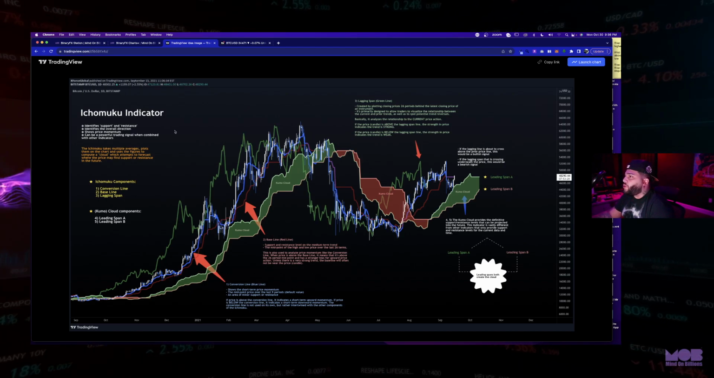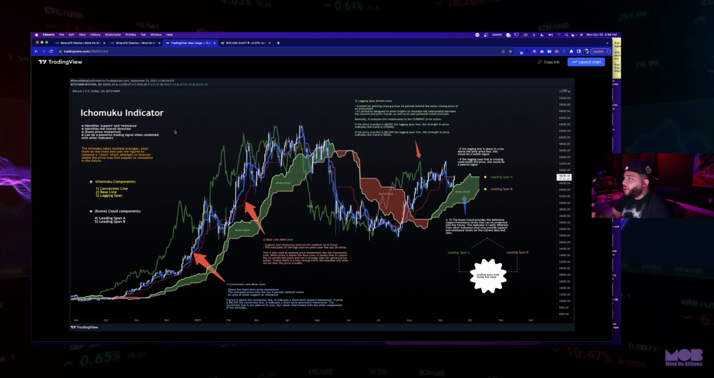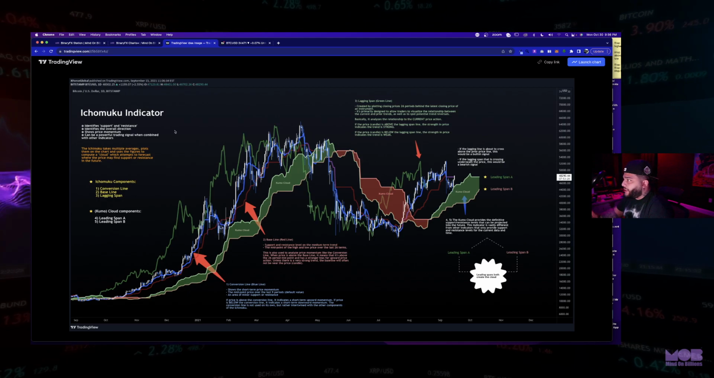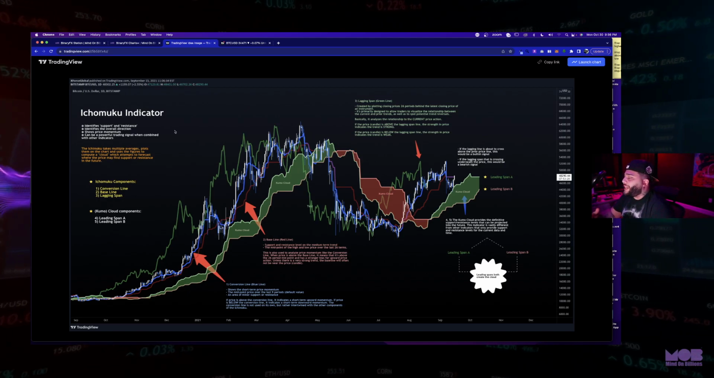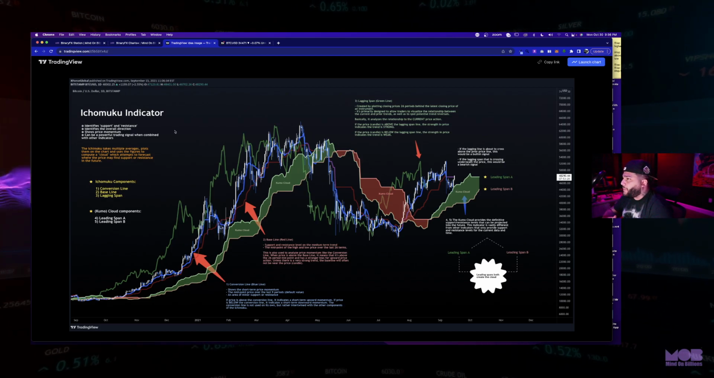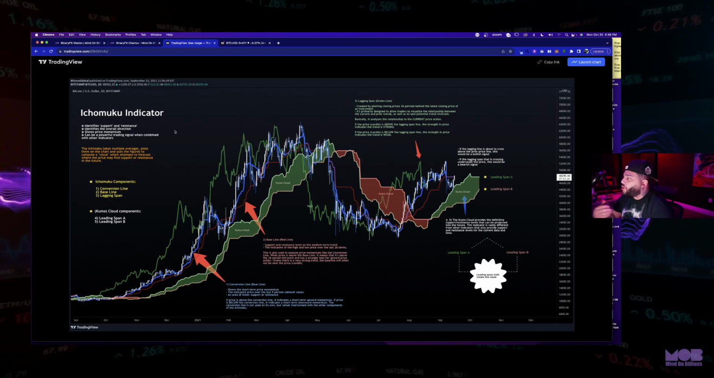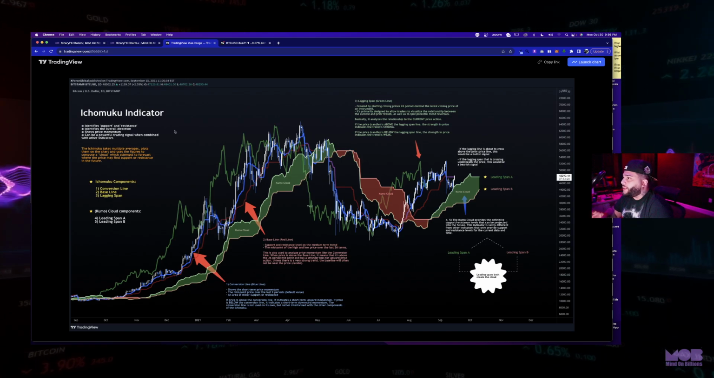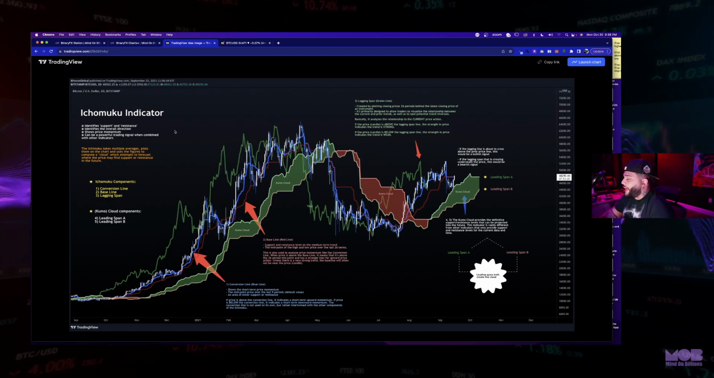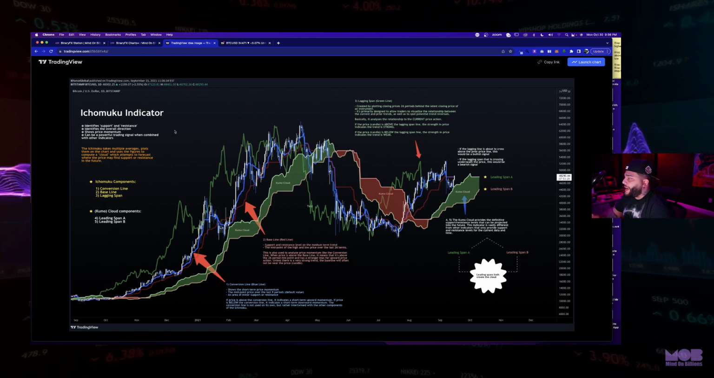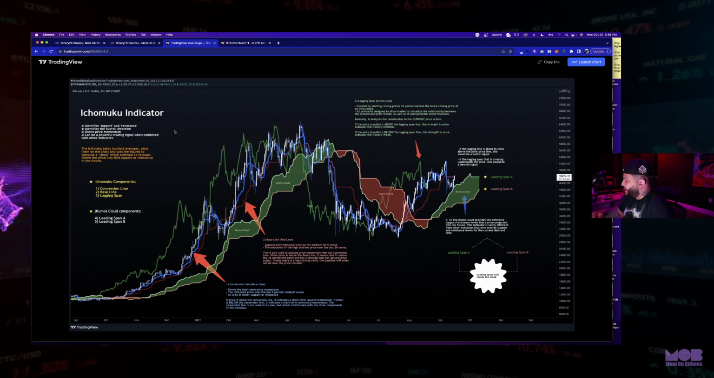Now, the Ichimoku components are as follows. Number one, the conversion line. Number two, the baseline. And number three, the lagging span. In addition, you have the Kumo, which are the cloud components: leading span A and leading span B. Okay? So let's break this down now that we got the visuals in front of us.